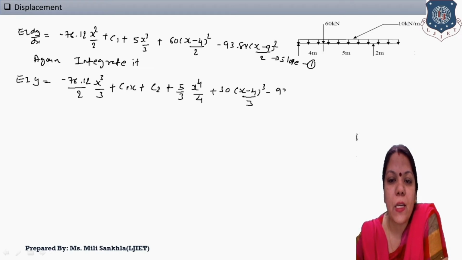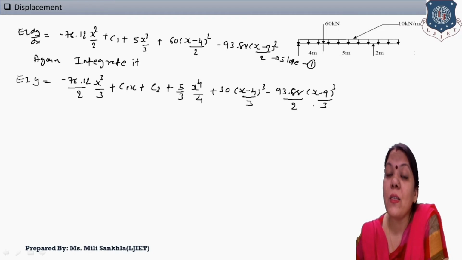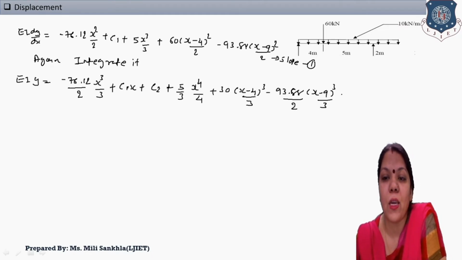minus 93.88 by 2 and (x minus 9)³ by 3. Now what is this equation? This is the equation of deflection. Okay, right here, this is the equation of deflection, and this will be our second equation.